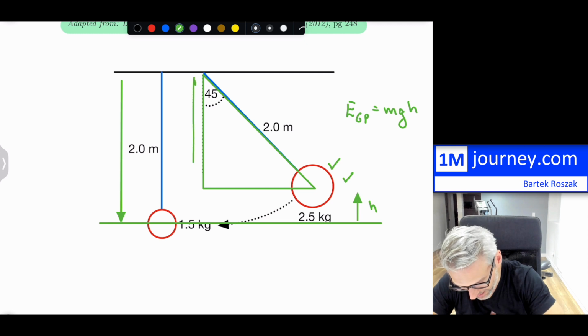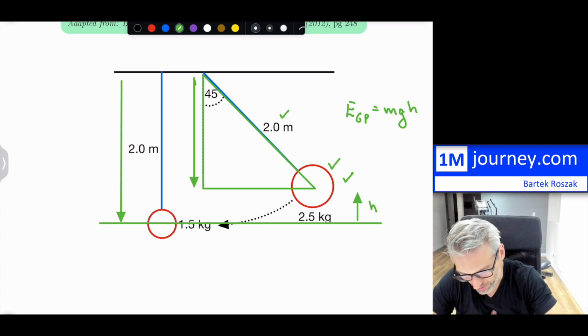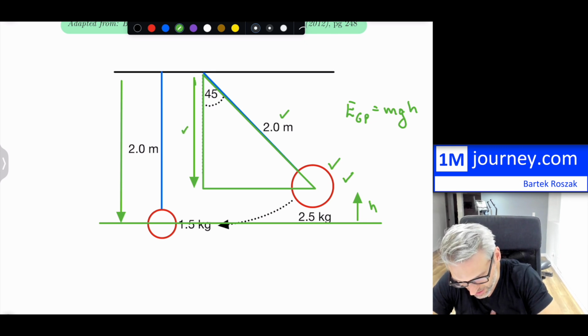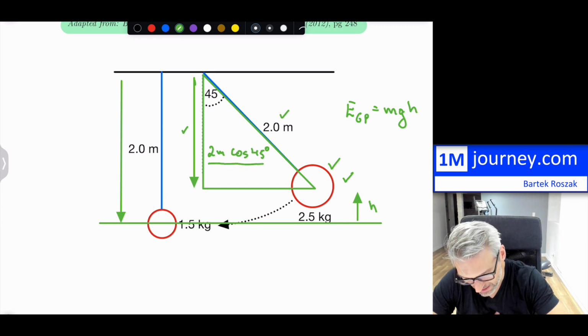So I can find out what this height or this distance is right there. How will I know that? Well, this is 2 meters. So if I want to know what this distance is, then that distance is going to be the 2 meters, and then, of course, it won't matter in this case because it's 45 degrees, but it's going to be cos of 45 degrees. And I will know exactly what that distance is. So that gives me this distance.